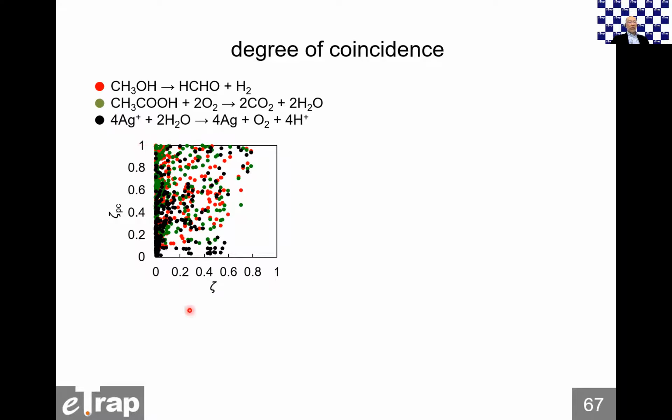And actually, there is almost no relation between zeta and zeta PC. So the photocatalytic activity is completely different. However, here is a line. So that means a high degree of coincidence of samples doesn't give a lower degree of coincidence of photocatalytic activity. So that means similar titania shows similar photocatalytic activity.